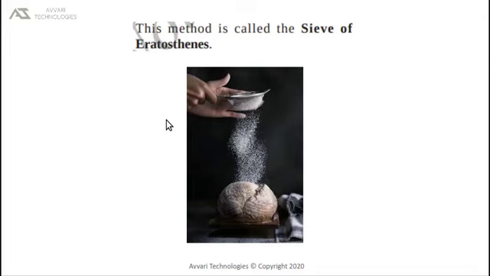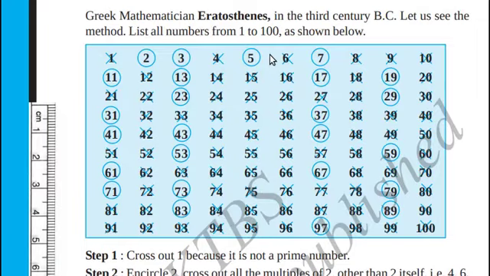We can consider the Sieve of Eratosthenes method as, say for instance, a sieve which is used to sort out the unwanted things. Here the unwanted things are composite numbers. The remaining things that are left in the sieve are prime numbers. This method is called Sieve of Eratosthenes. The method is very simple and effective.